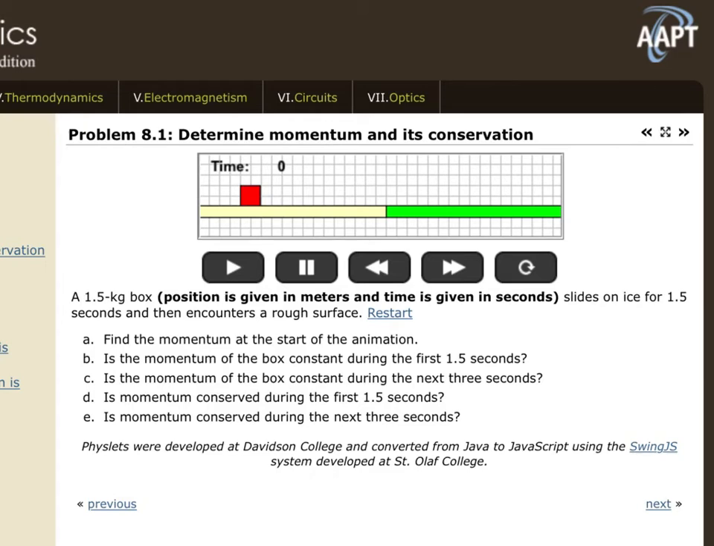As usual, run the simulation and watch carefully what happens. What you should have noticed is that it appears to go at a constant velocity until it reaches the green area, which is the rough surface, and then it slows down and stops. And if you were watching carefully, you'll notice it stopped before the clock stopped. So keep that in mind.